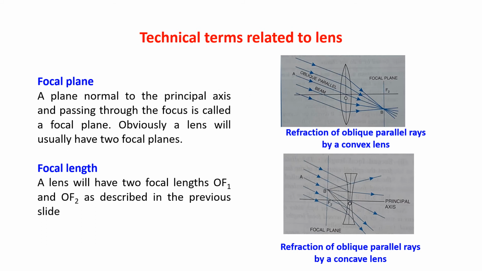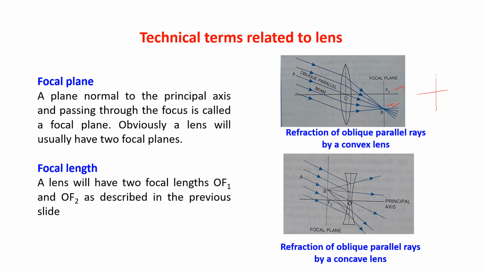Focal plane: a plane normal to the principal axis and passing through the focus is called the focal plane. Now see here, this is the focus, and this straight line is a plane. That plane is passing through the focus, perpendicular to the principal axis. This is the principal axis and this is the focal plane. Okay, that plane is known as the focal plane.